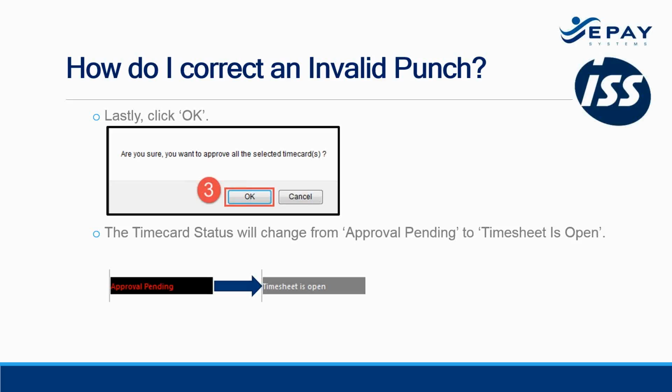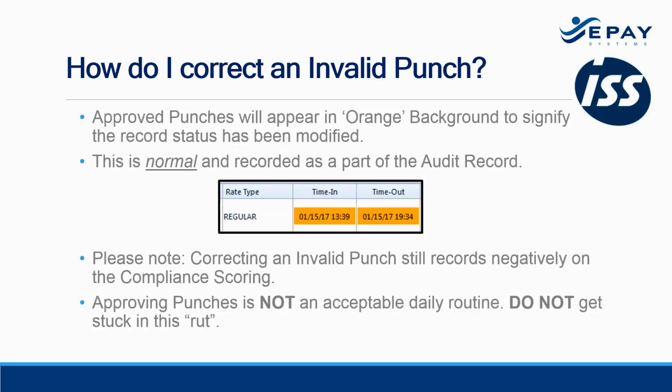So right here on step 3, I would click OK, and the time card status will change from approval pending to timesheet is open. Now, we talk about open punches, we talk about missed punches, but that word open punches is typically a bad thing. An open punch is a punch that doesn't have a matched in or out together, or is an invalid punch. That's what an open punch is. When you see timesheet is open, that's actually the proper terminology here, and an open timesheet is a good thing.